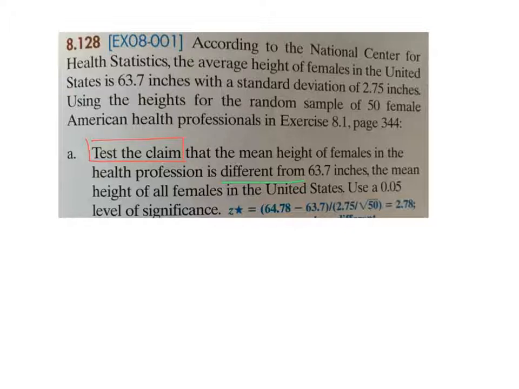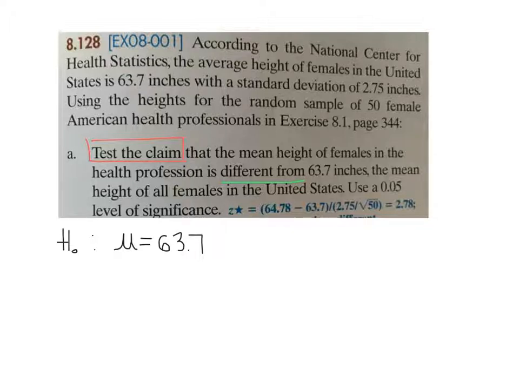So I clearly see that they claim that the average height of females in the United States is 63.7 inches. So they're making a claim about a population mean, which means we're talking about mu, and they're saying that mu is equal to 63.7 inches. The statement of equality always belongs in the null hypothesis.